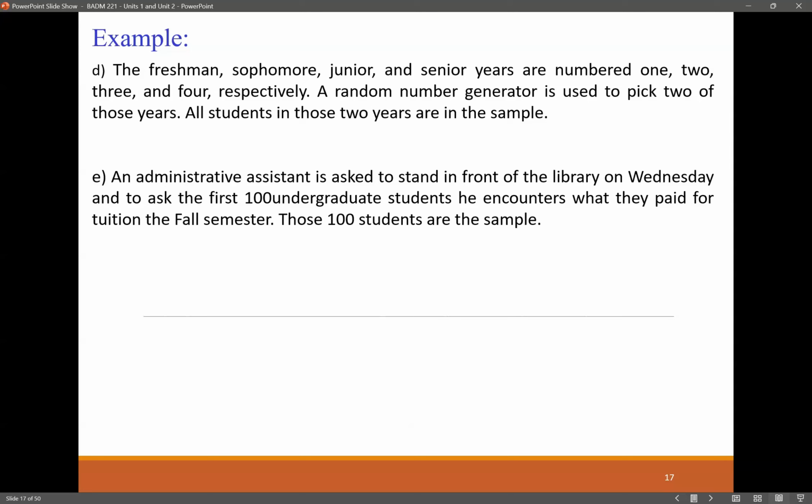An administrative assistant is asked to stand in front of the library on Wednesday and to ask the first 100 undergraduate students he encounters what they paid for tuition in the fall semester. Those 100 students are the sample. Pause the video, think about what type of sampling it is. It is convenience sampling.